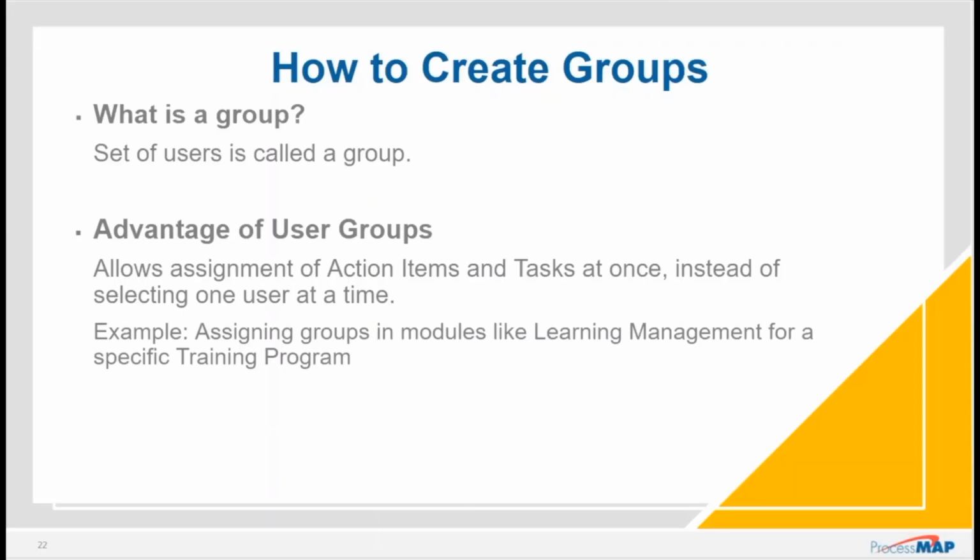Next topic that I would be discussing today is how to create groups in the process map system. First, let us understand what we mean by groups or user groups. Well, a set of users clubbed together to perform an action item or a task is called a group in the process map terminology. Let us see how we can create these groups in the process map system.